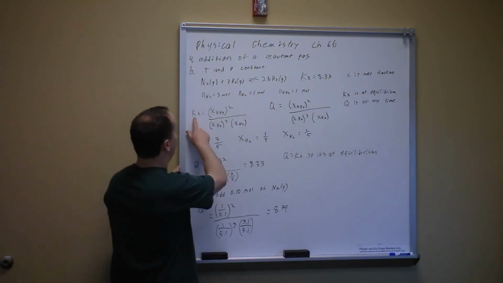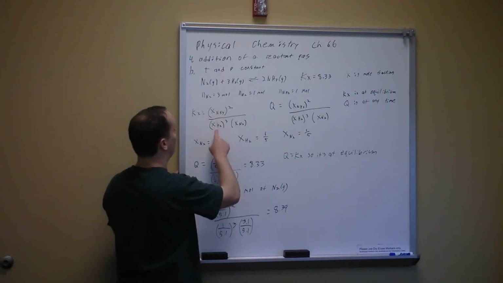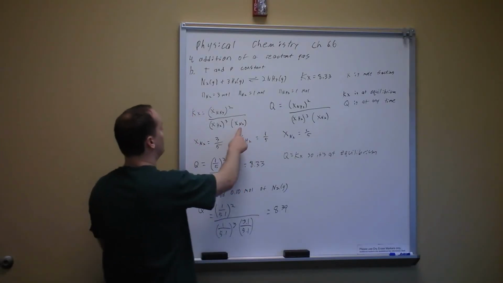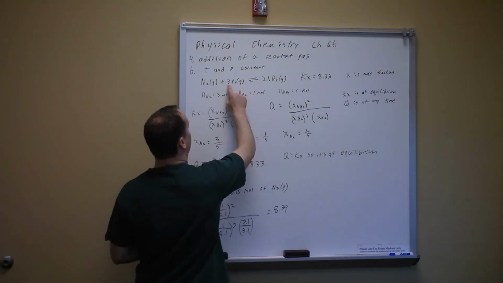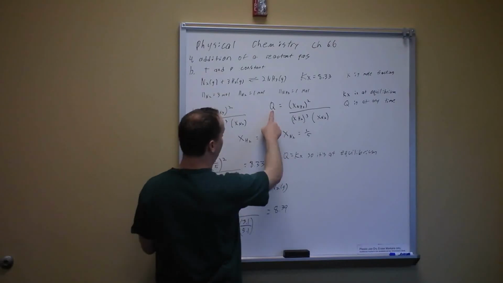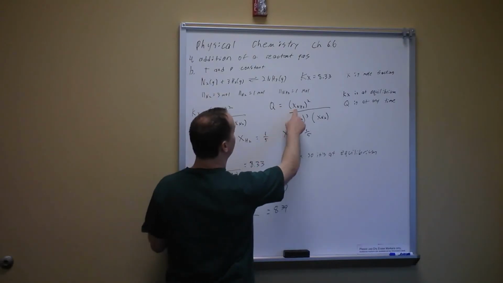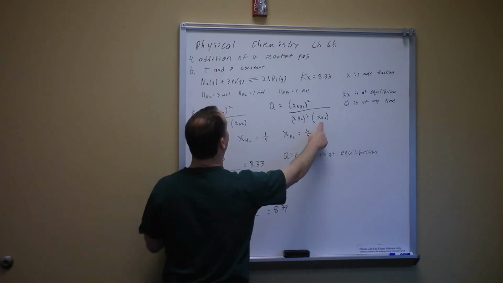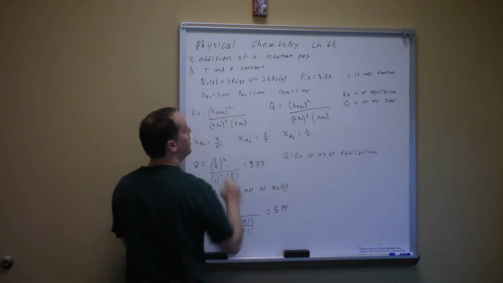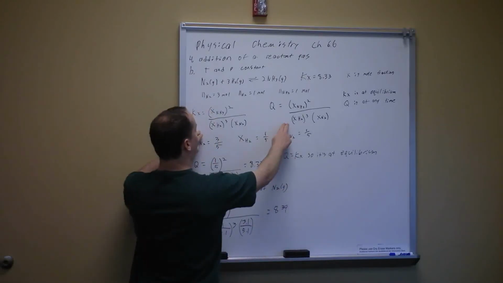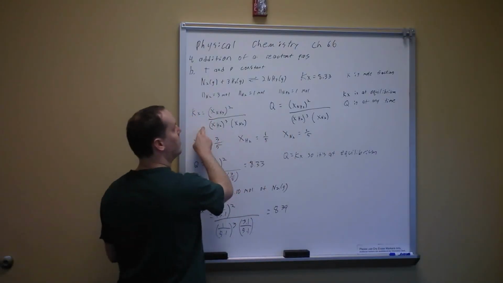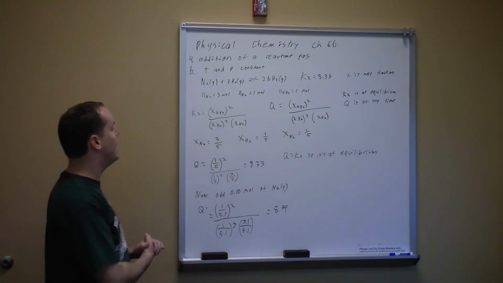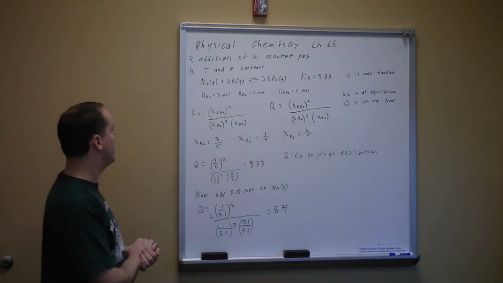So remember, our formula for Kx is just the mole fraction of ammonia squared over the mole fraction of hydrogen cubed times the mole fraction of nitrogen. Remember, these exponents come from the coefficients. Now, also, same formula for Q, mole fraction of ammonia squared over mole fraction of hydrogen cubed times the mole fraction of nitrogen to the first power. So just remember, it's the exact same formula, except Kx is a fixed value for equilibrium, and Q is what we have in our system at any time, even if we're not at equilibrium yet.